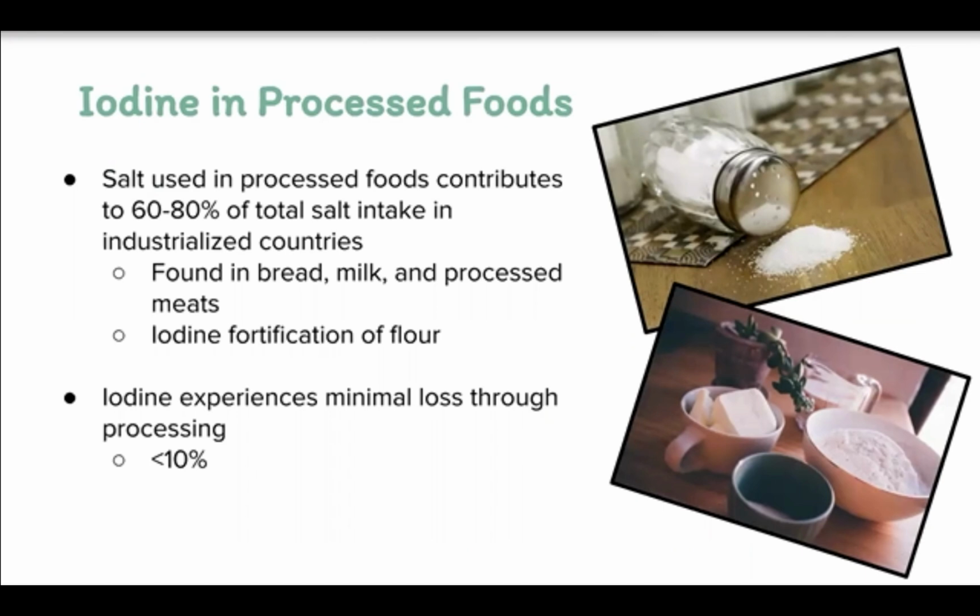Iodized salt makes up a huge contribution to processed foods. This is over 60 to 80% of total salt intake in industrialized countries. And iodine is found in bread, milk, and processed meat. And similar to iodized salt, they have iodine fortified flour. Iodine experiences minimal loss of nutrients from processing, with around less than 10%.